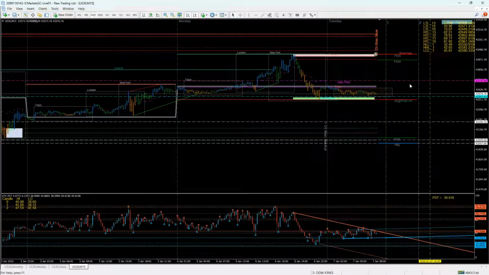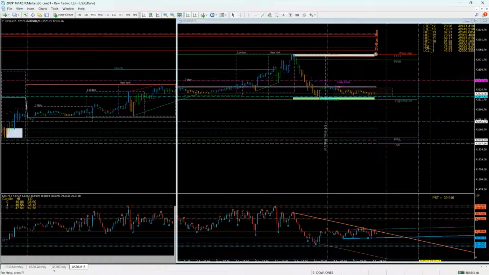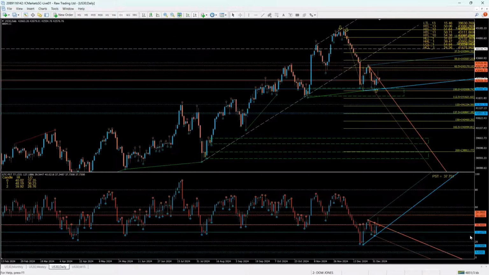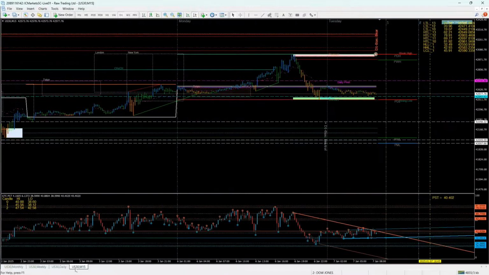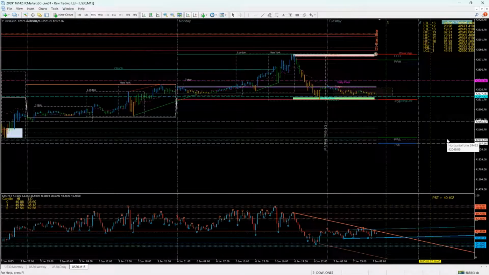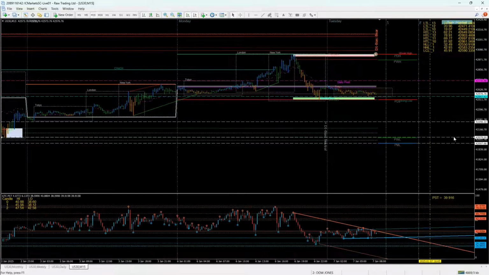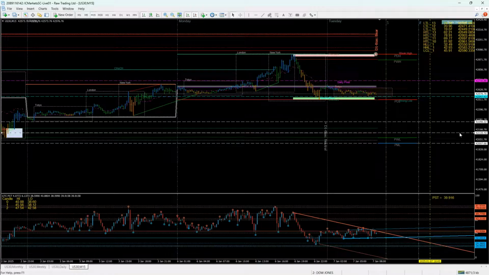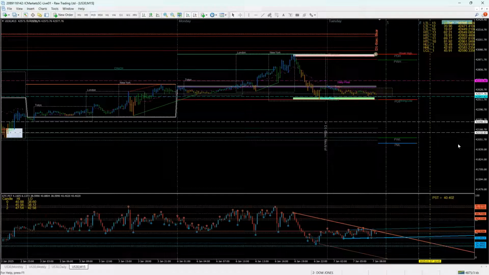We don't need that now. On the daily, that level is 42,132. So we've got room to come down. I'm going to get rid of that now.